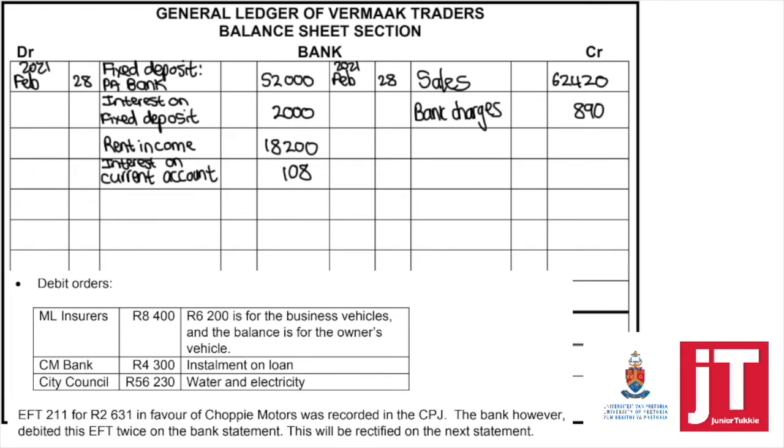Debit orders. Debit orders, remember, it's an instruction to a third party that money must be deducted from our account to pay, for example, insurance. So if I look at the debit orders, the first one, ML Insurers, 8,400. 6,200 is for the business vehicle and the balance is for the owner's vehicle.